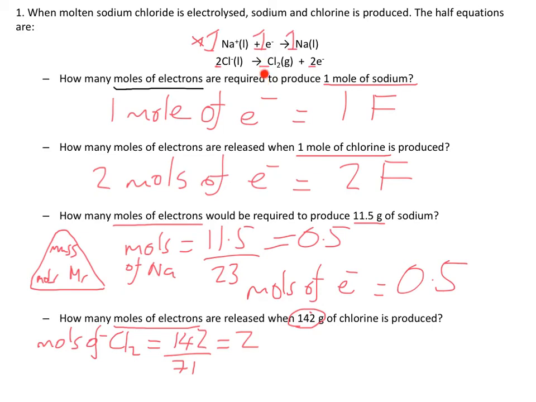of chlorine, how many moles of electrons do you think we make? Well, when we had 1 mole of chlorine, we made 2 moles of electrons. So, we have 2 moles of chlorine. We're going to have to double it. It's a 1-to-2 ratio. So, moles of electrons equals 4, which is of course 4 Faradays.